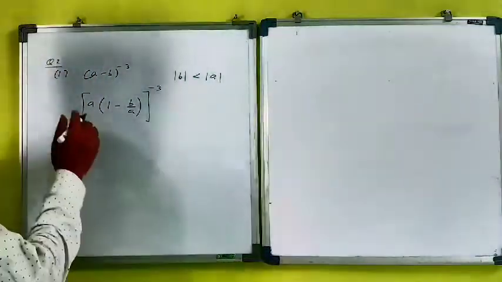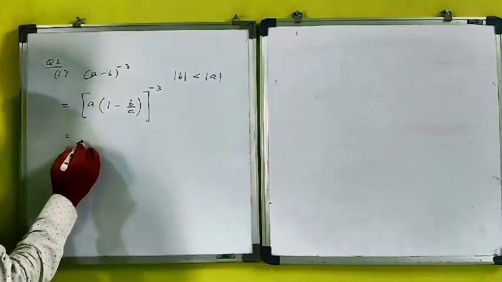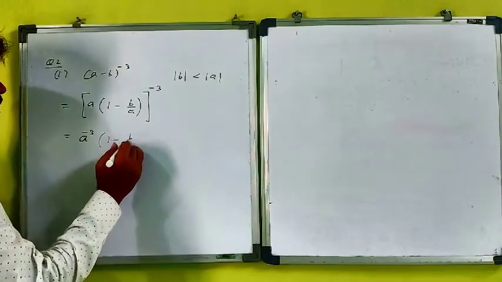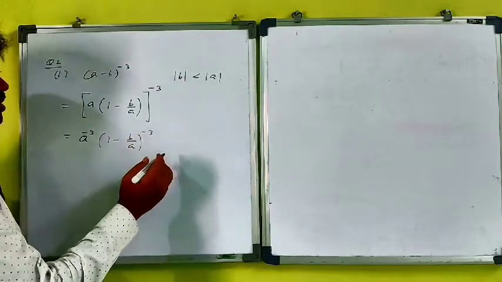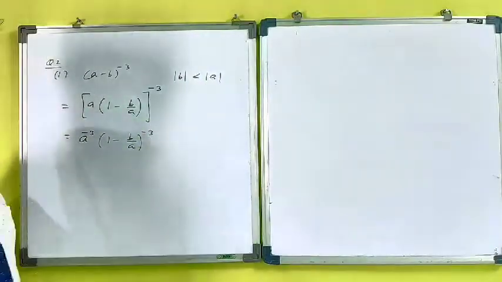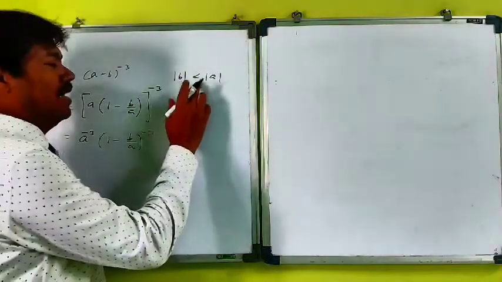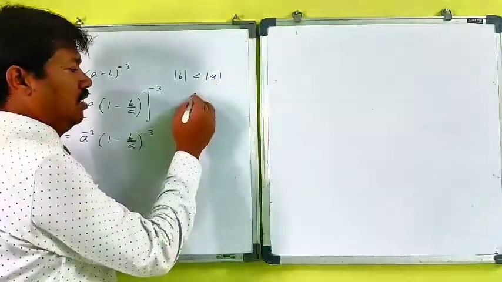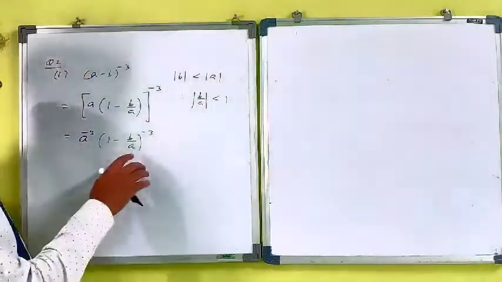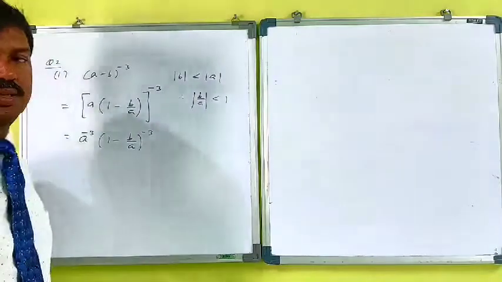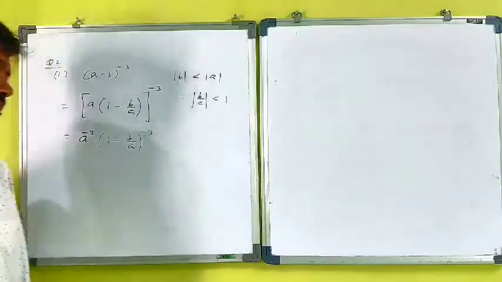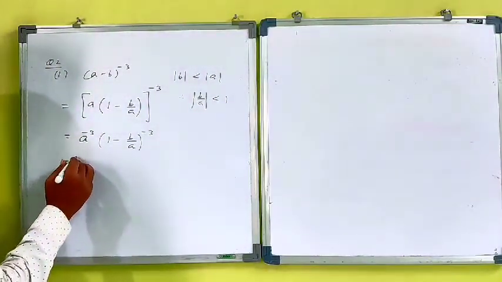So it can now be written as a raised to minus 3 times (1 minus b upon a) raised to minus 3. Since it is given that mod of b is less than mod of a, we can say that mod of b upon a is less than 1. This is what we require. Now we can use our normal formula in this.